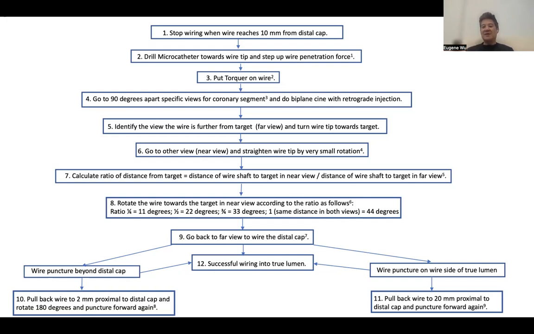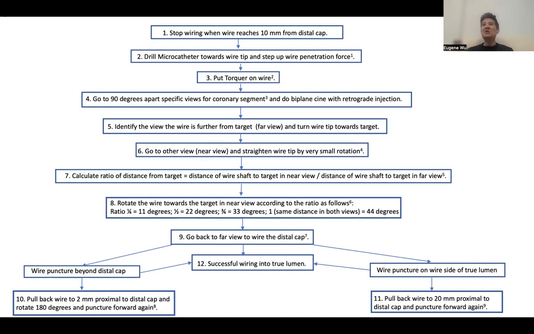Number seven, calculate the ratio of distance to target. Now, this is the only calculation we have to do in the whole algorithm, but we need to do this. We need to calculate the ratio of distance from target to wire. This is the distance of the wire shaft to the target in the near view divided by the distance of the wire shaft to the target in the far view.